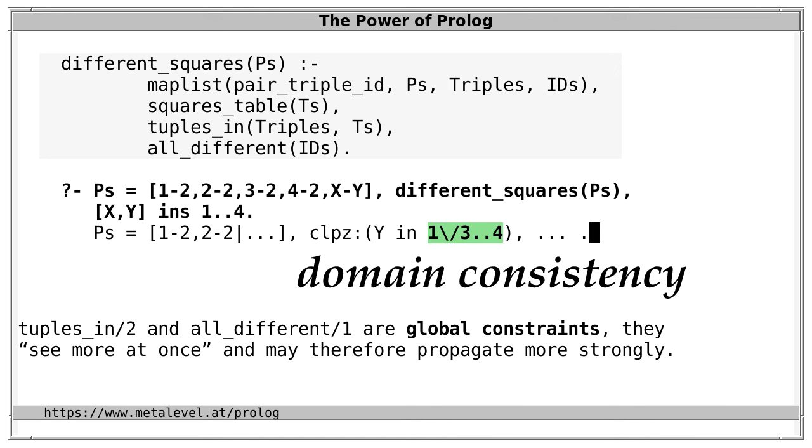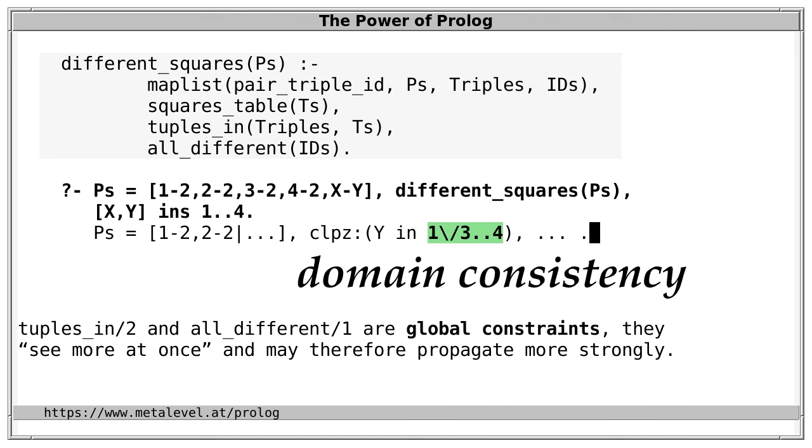And in addition, tuples in and all different are so-called global constraints, because they express a relation about many variables at the same time. And therefore, they have the opportunity to see more at once than many smaller and more local individual constraints would. And therefore, they can propagate more strongly. Whether they use this opportunity for strong propagation depends on the implementation. It's always a trade-off between strength and speed of propagation.